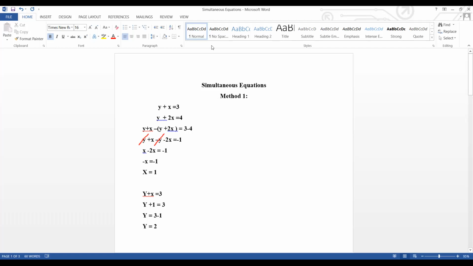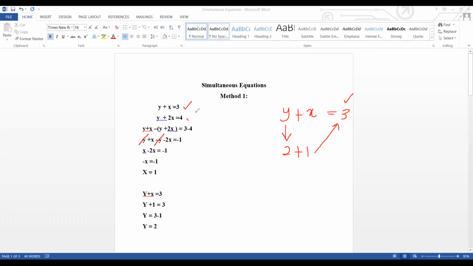So I can check whether my answers are correct, right? So we'll see. Now I'm going to use the first equation and I'll see whether my answers x and y are correct. So y plus x equals 3. Now I'm going to substitute and check whether I'm getting 3 from the other side, right? My y value is 2. So instead of y, I'm going to write 2. And my x value is 1. So 2 plus 1, yes, I'm getting 3. So therefore my answers are correct.